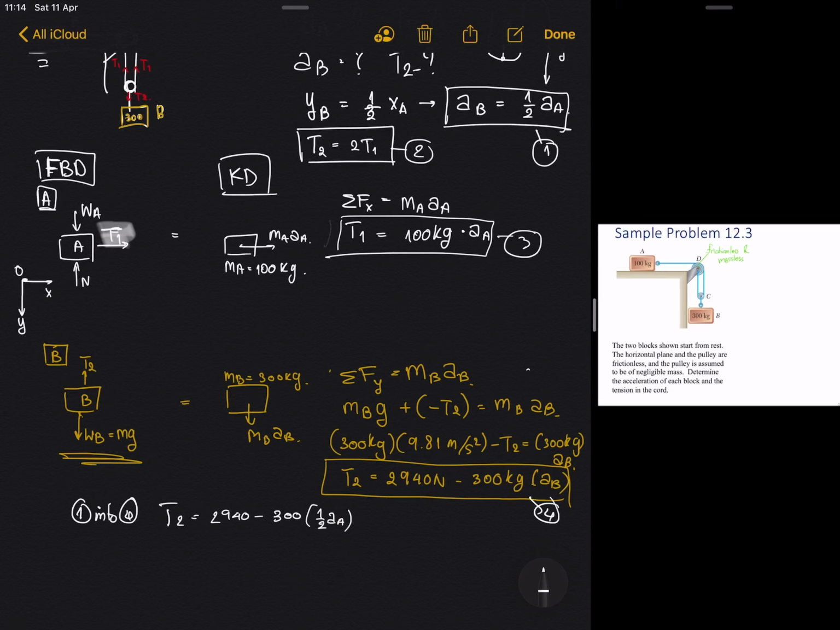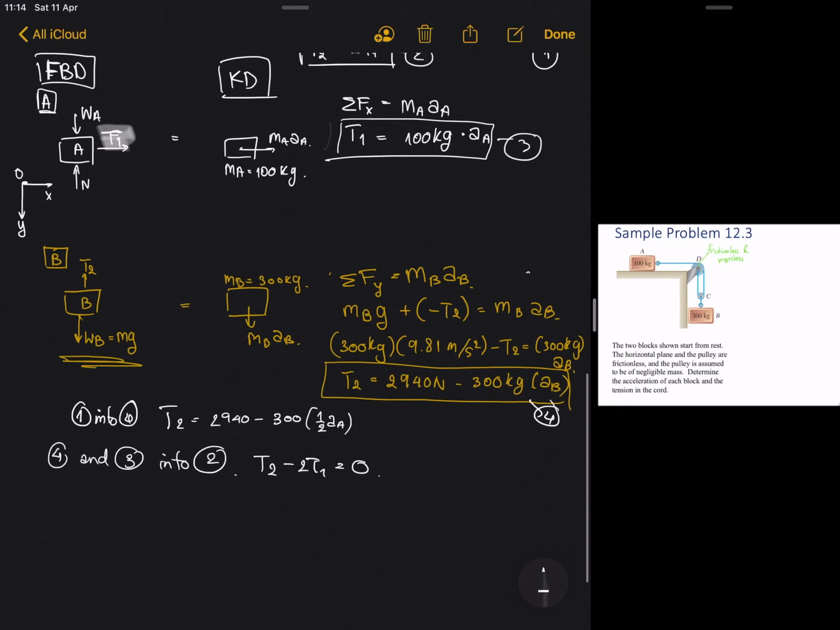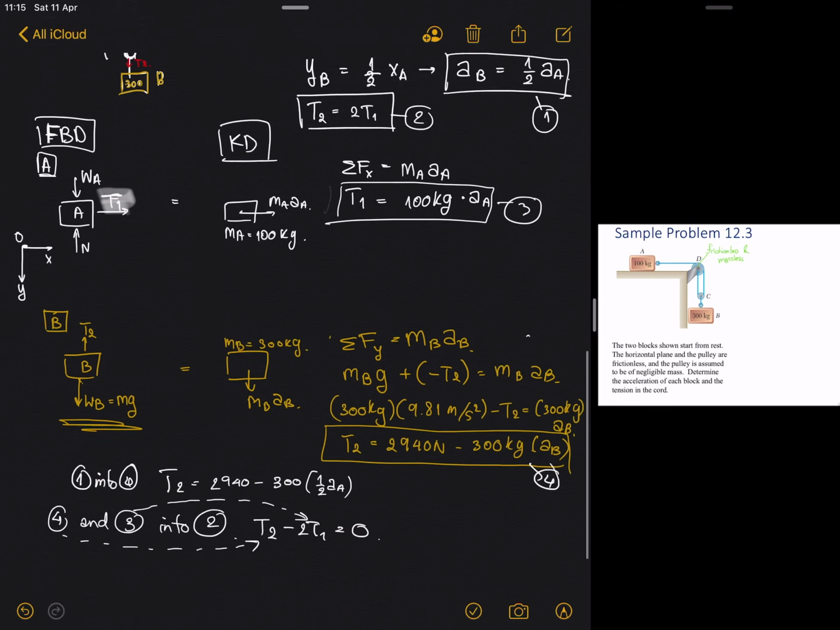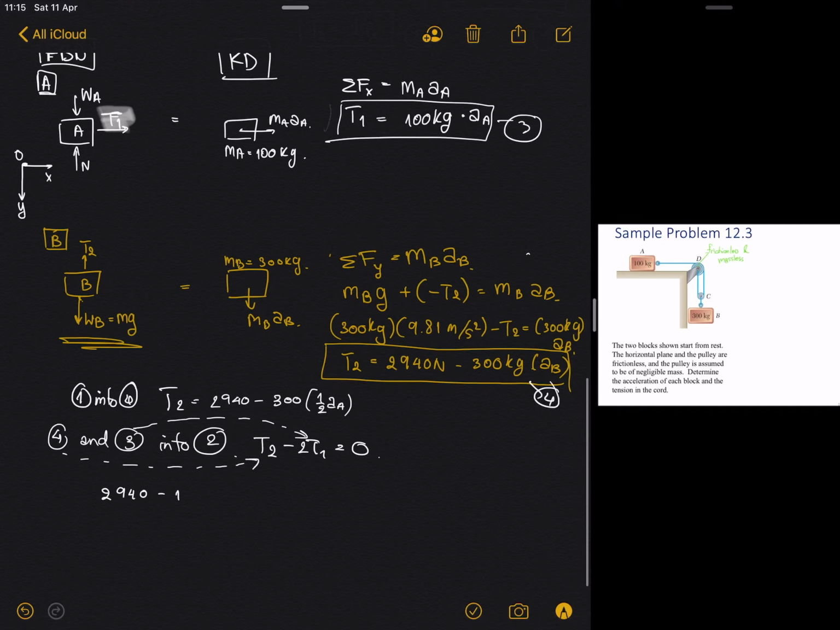And then next, you can put equations 4 and 3 into 2. So you substitute, and you have T2 minus 2T1 equals 0, right? Then you use equation 4 to substitute T2 and equation 3 to put in T1, and then you will get 2940 minus 150 AA minus 2 times 100 AA equal to 0. Solving this, you get AA equal to 8.4 meters per second squared. This is the first answer.